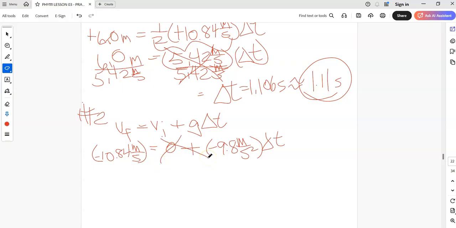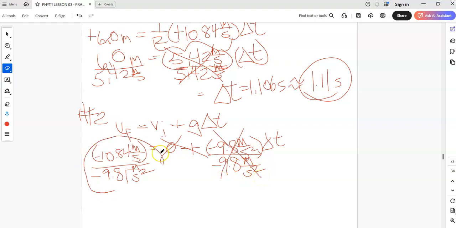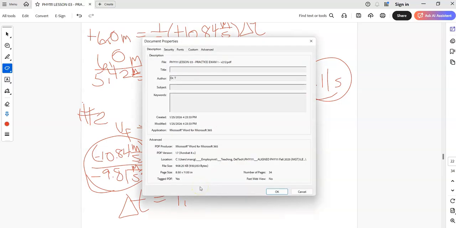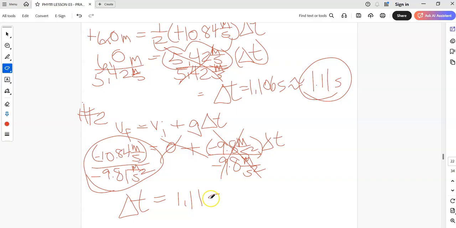This term obviously disappears, and now we just need to divide both sides by negative 9.81 meters per second squared. This will cancel, and we're just left with this for delta t. And we plug this in, and we get the same 1.11 seconds answer that we saw when we used equation 1. So it doesn't matter which equation you use, you just can't use the equation you used for the first part of this problem.